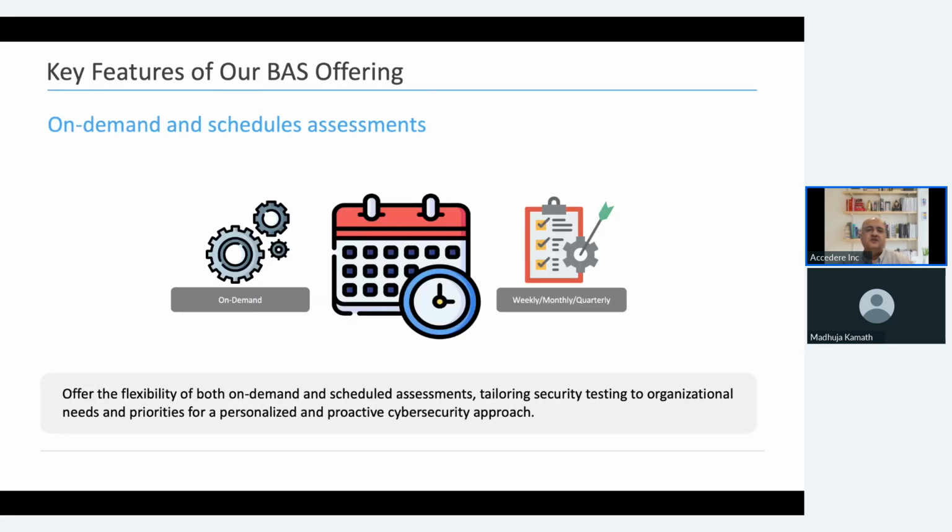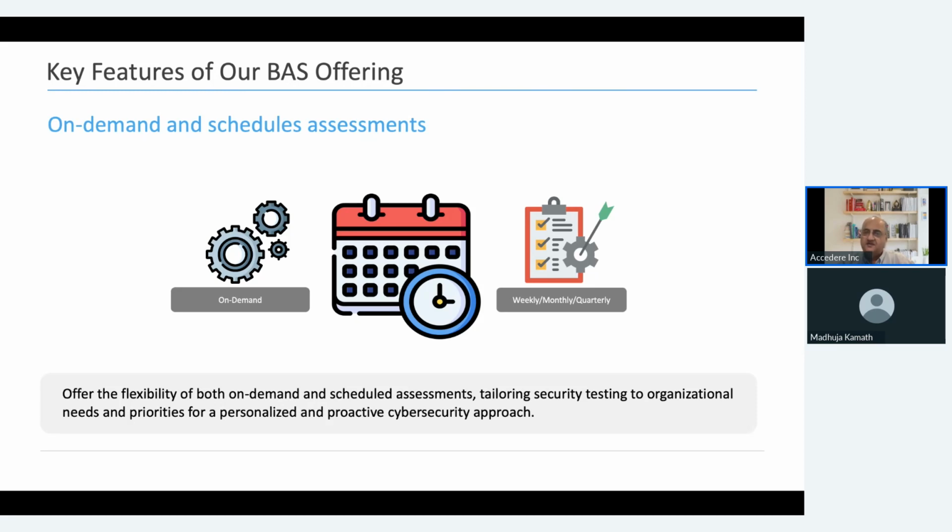So one of the important features of the BAS services is that we offer you on-demand or scheduled assessments. So either we can give you on-demand, or we can give you scheduled assessments based on the flexibility that you need for your entity, right? So if you need continuous assessments every 1 month, every 2 months, every 3 months, we can do that for you.